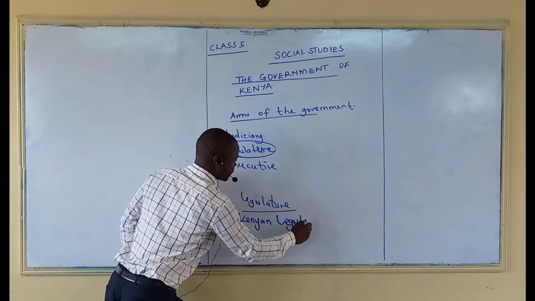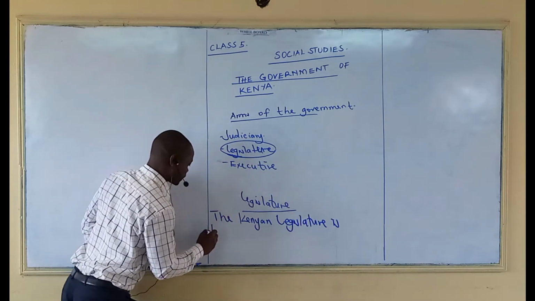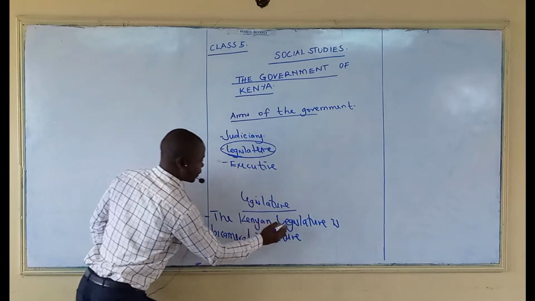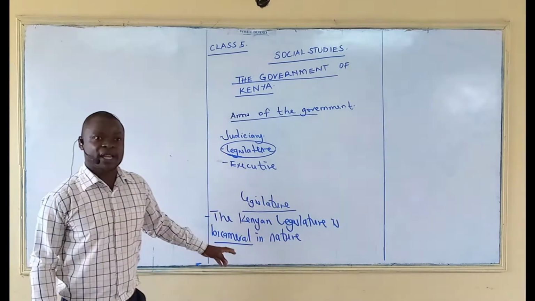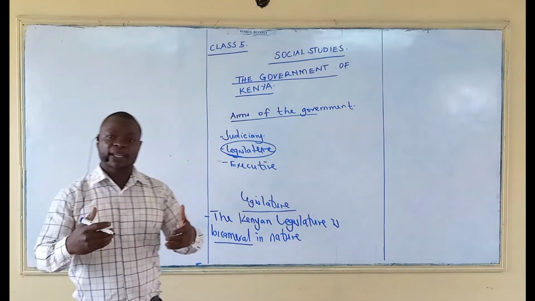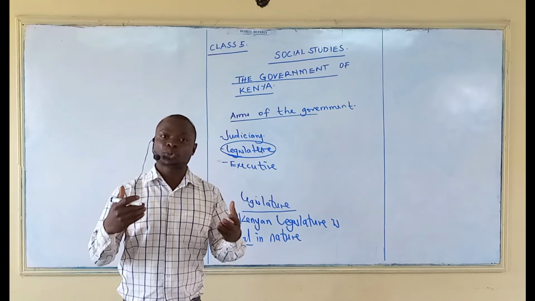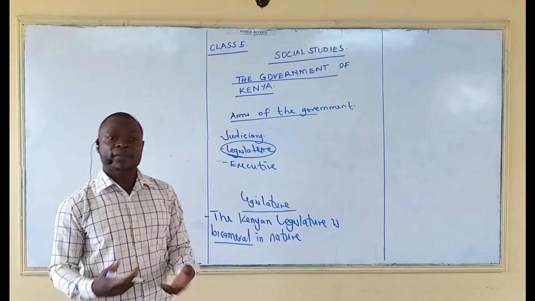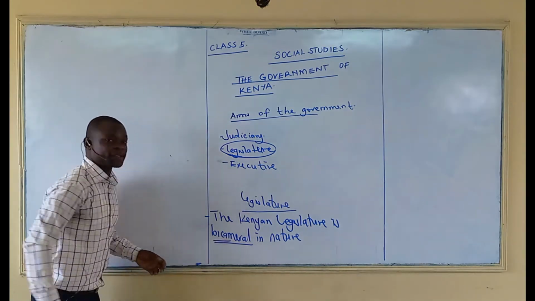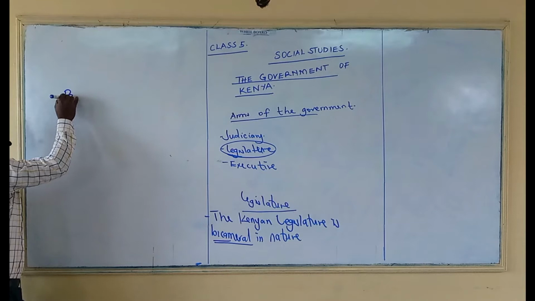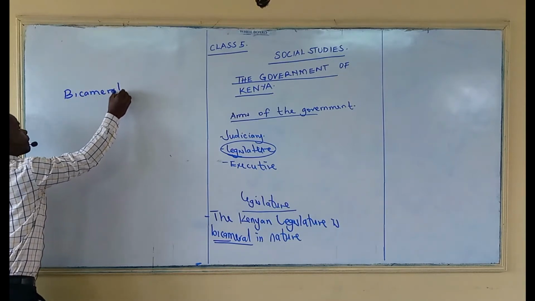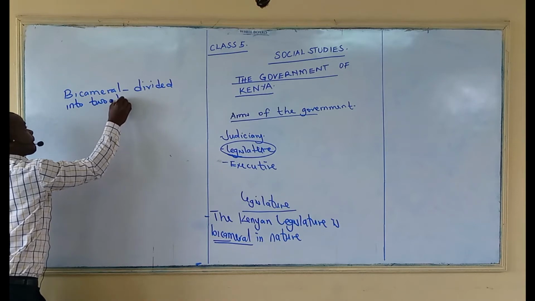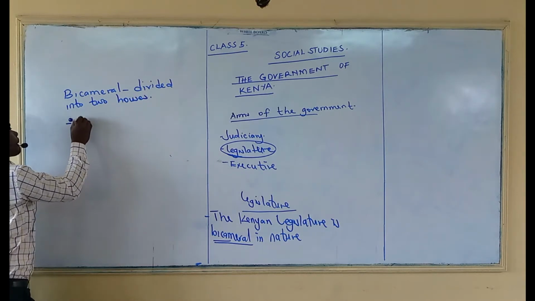Now, the Kenyan legislature is bicameral in nature. What do I mean by bicameral? When we say the Kenyan legislature is bicameral, we mean it has got 2 houses. The legislature as an arm of the government is divided into 2 houses.